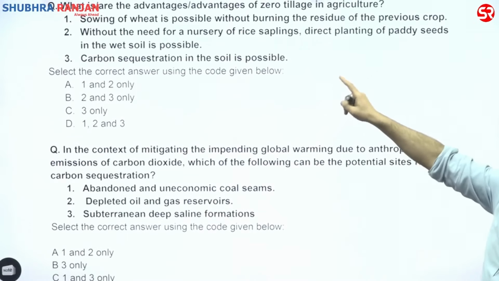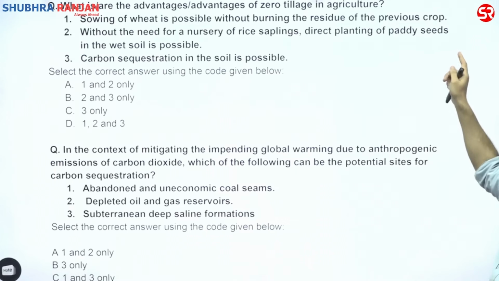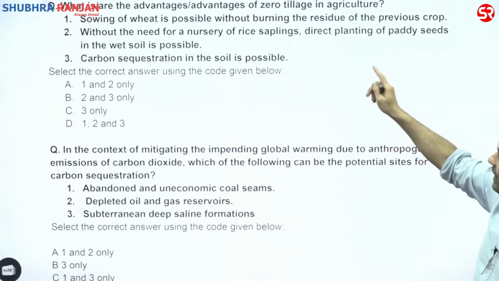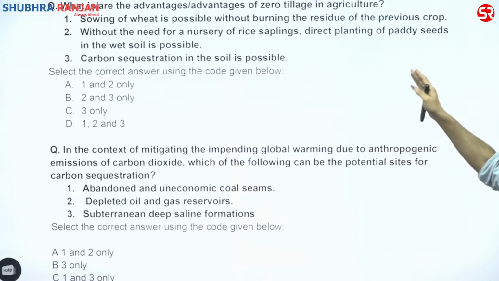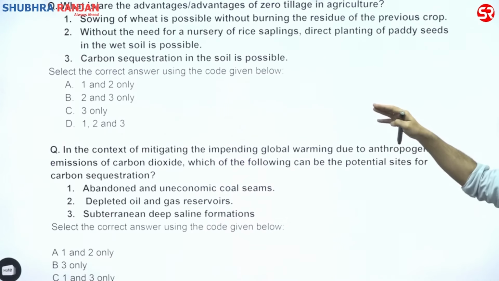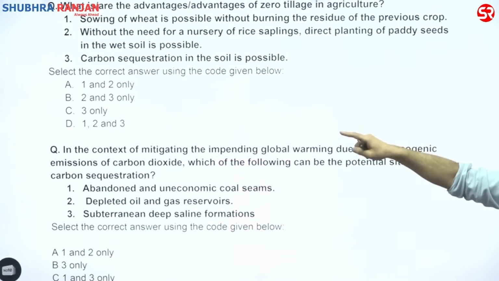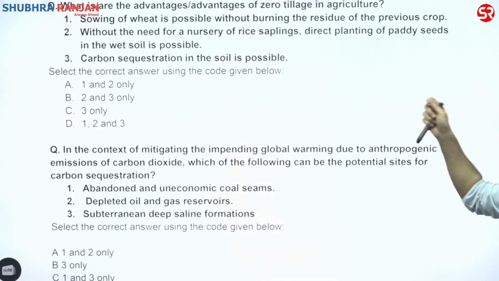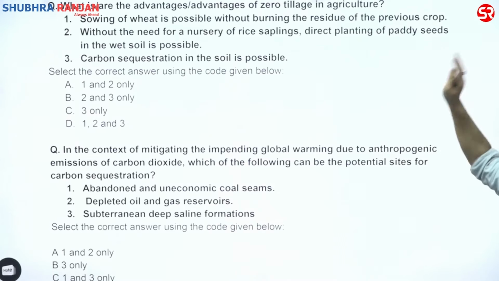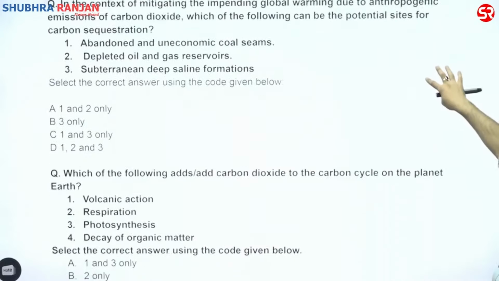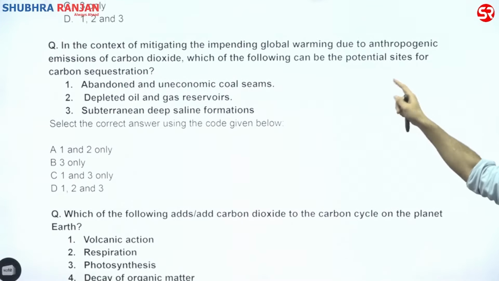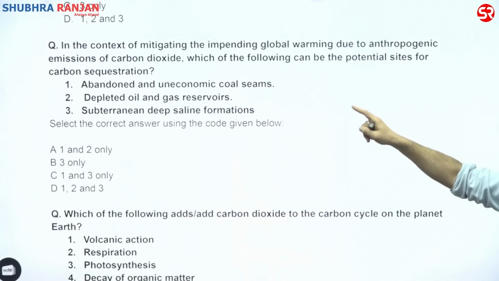What is the advantage of zero tillage? 1. Sowing of wheat is possible without burning the residue of the previous crop. 2. Without the need for a nursery of rice saplings, direct planting of paddy seeds in the wet soil is possible. 3. Carbon sequestration in the soil is possible. Everything is possible.